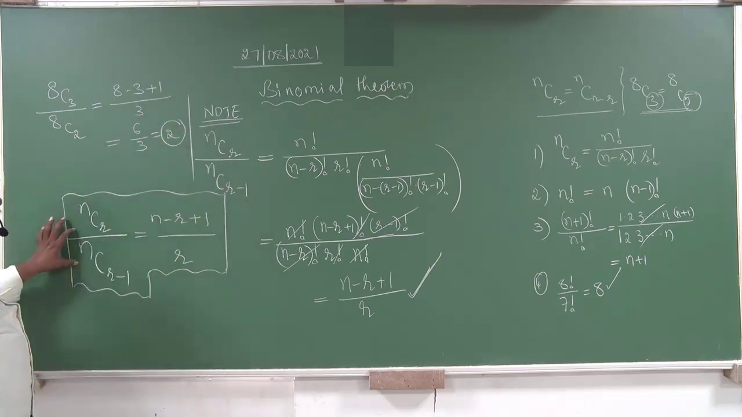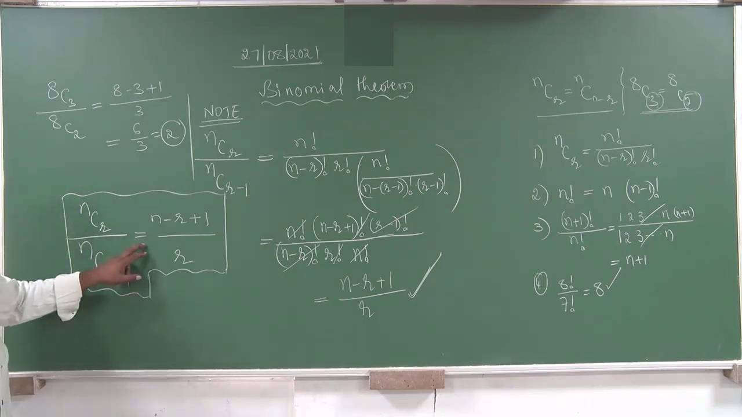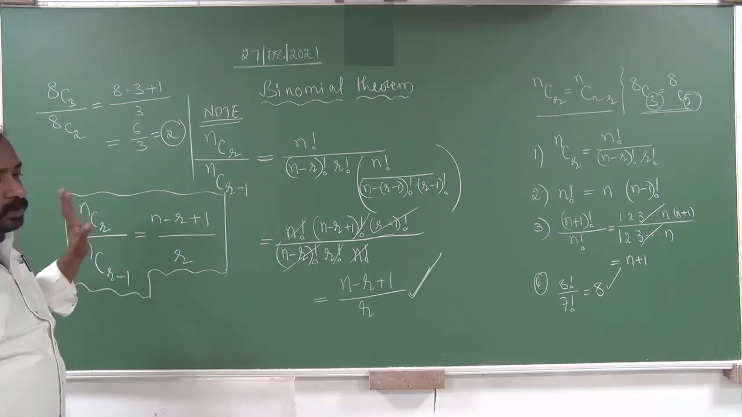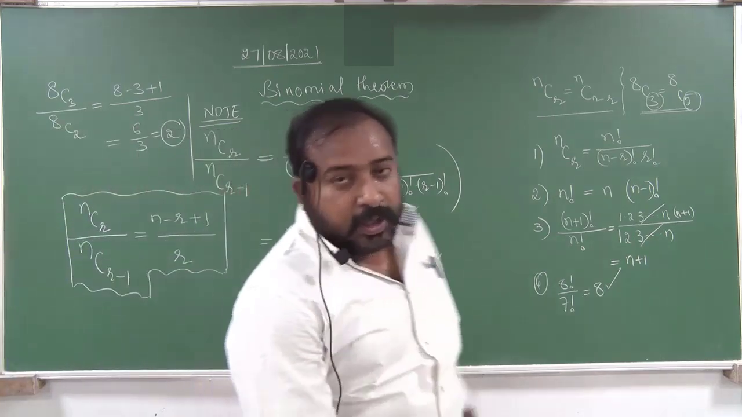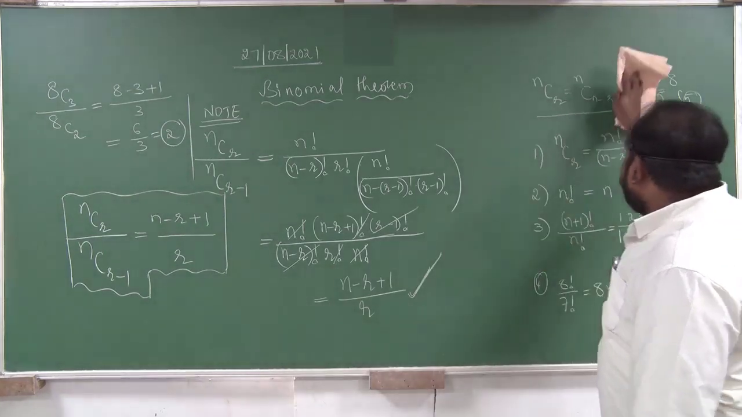So this is one more important formula: nCr by nCr minus 1 is equal to (n minus r plus 1) by r. Keep in mind this as one formula. Okay, I hope that this is clear for you. Next.